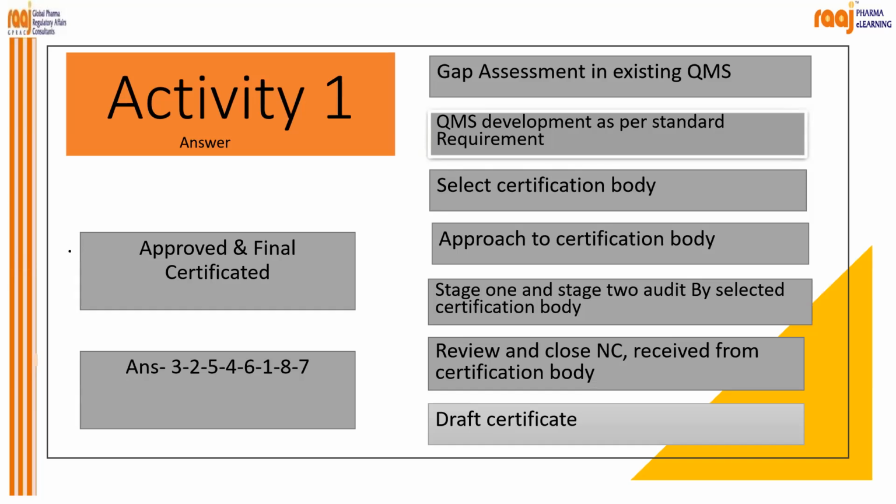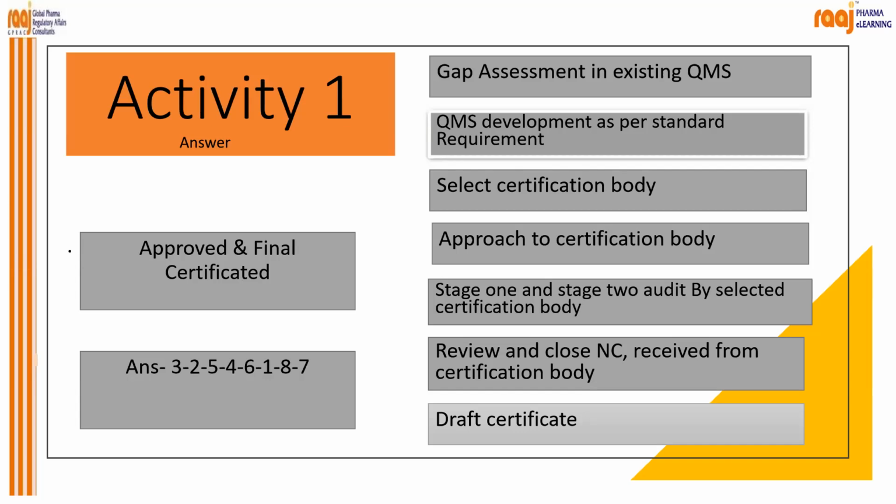Because you must be following some of the other things, you have to find out the gap first in the current system. Then you can start development of QMS as per standard requirement. Then you have to select the certification body, whether you want to go with BSI, TUV, or SGS, or there are so many bodies. You select as per your choice, then approach that certification body, fill up the application form, pay the fees.